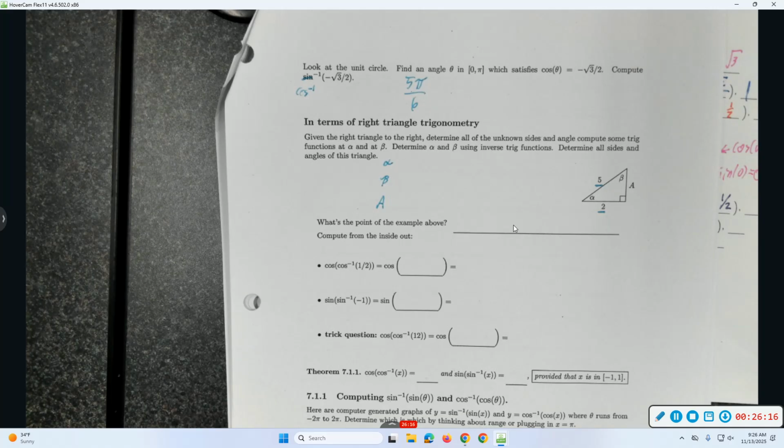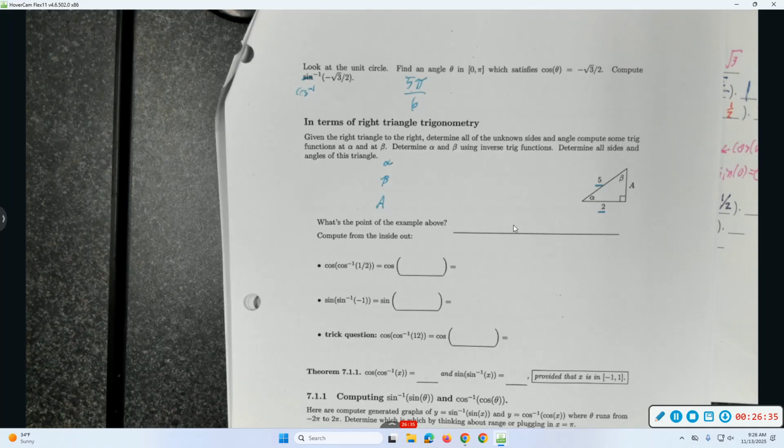Yeah, because the cosine of alpha is 2 fifths. Yeah, I'm going to nitpick the way you write them out. You mean alpha equals inverse cosine of 2 fifths.